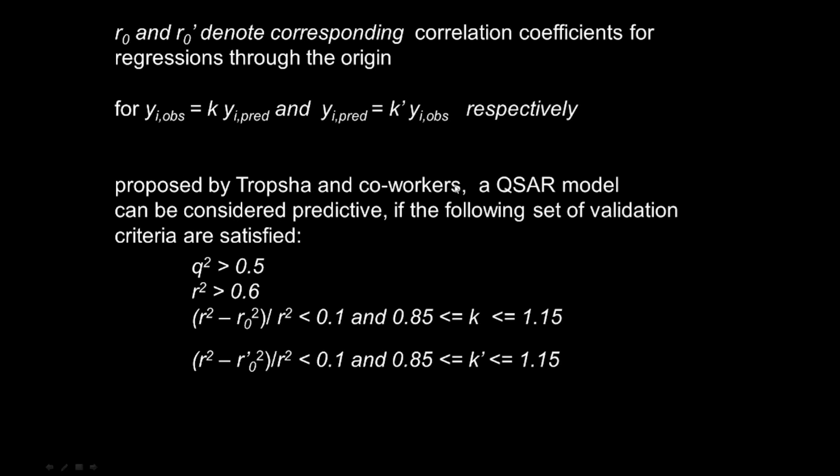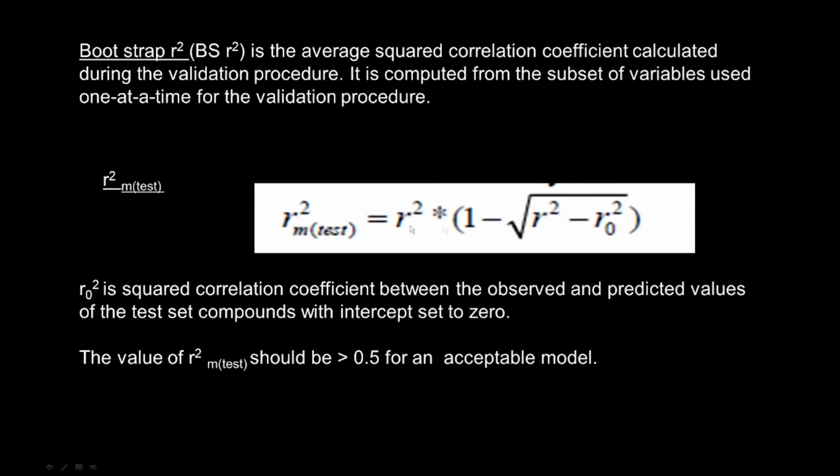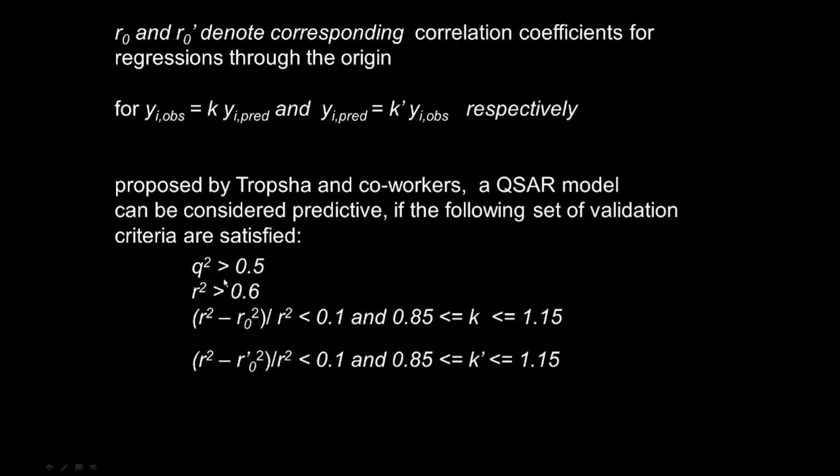Golbraikh and co-workers also suggested some more approaches for predicting and validation criteria. They said Q square should be greater than 0.5, R square should be greater than 0.6, R square minus R0 square by R square should be less than 0.1, and the K here should be between 0.85 and 1.15. That means it should be close to 1. Similarly, the K dash also should be quite high. So many different things they mentioned.